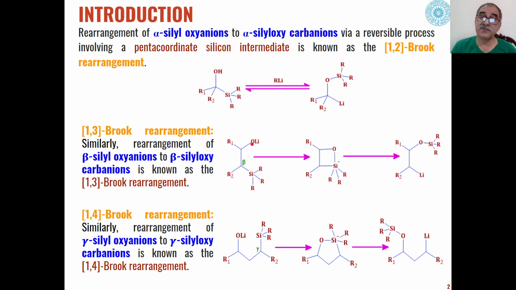Then if this attack takes place at the beta position, this will be an example of 1,3 Brook rearrangement, and if this attack is at the gamma position of the siloxy, then it will be a 1,4 Brook rearrangement. So this is how we can differentiate between 1,2, 1,3 and 1,4 Brook rearrangement.